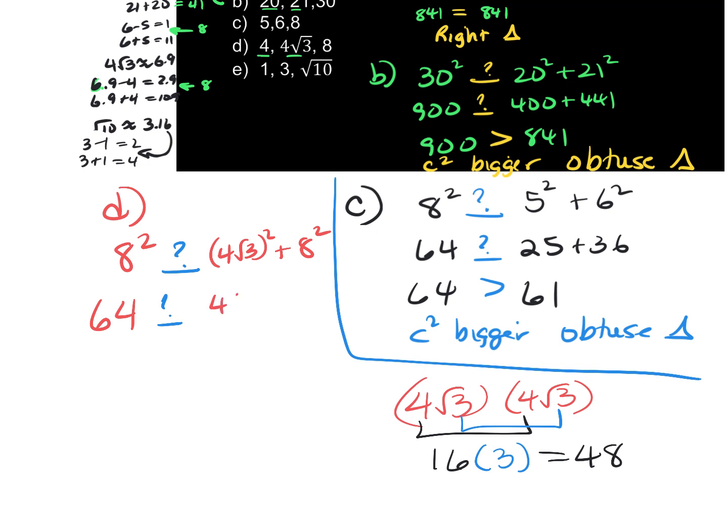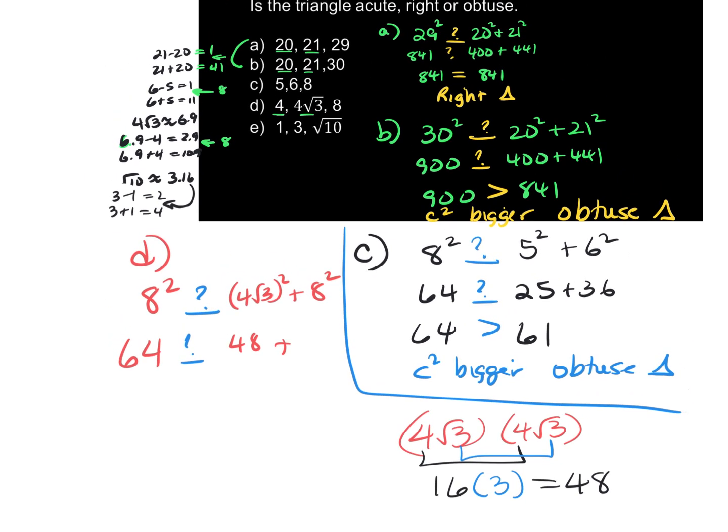So we get 48, and then we're gonna put 16, or not 16, did I write the right thing here? No, this should have been a 4. Oh, let's go back. This is 4 squared. The biggest one was 8. So 4 squared is 16. 16 plus 48 is 64. 64 equals 64. So this triangle is a right triangle, because a squared plus b squared equals c squared.